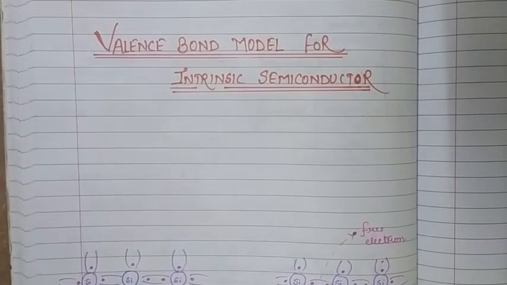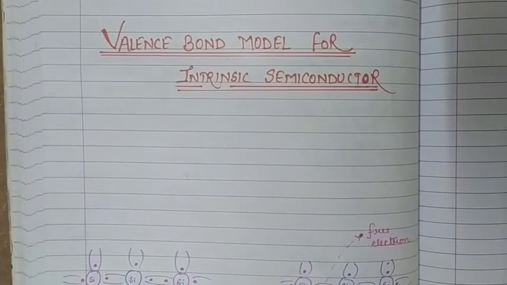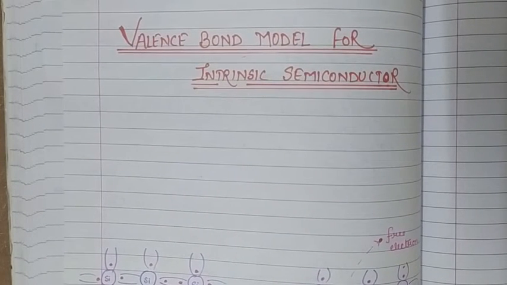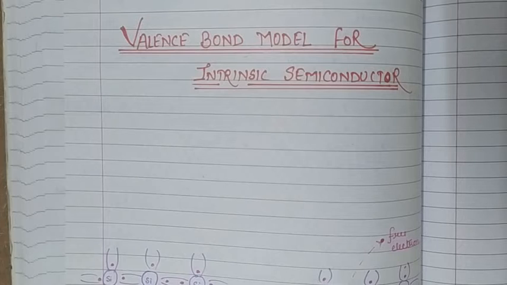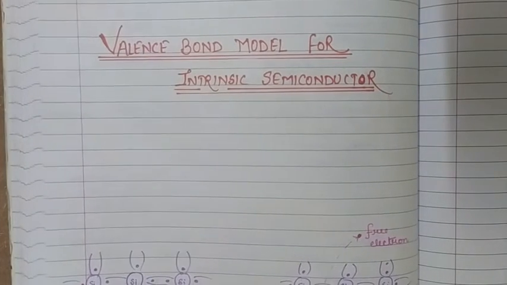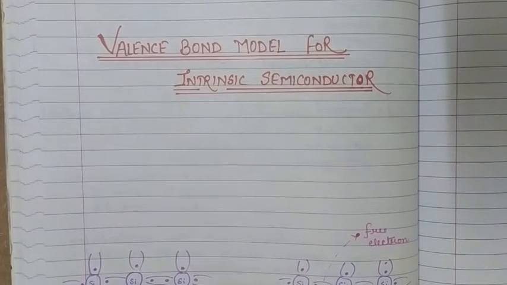Hello students, in this video we are going to discuss the valence bond model for intrinsic semiconductor. As we have studied about the classification of semiconductors, there are two types, intrinsic and extrinsic. So intrinsic means pure semiconductor, which means no doping, no impurity has been added to such a semiconductor. That's why we call it a pure or intrinsic semiconductor.